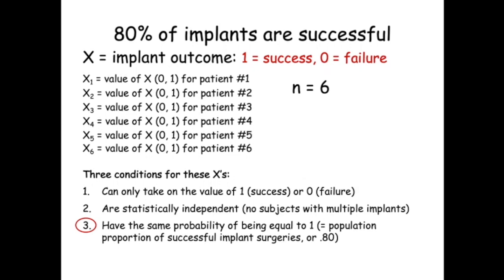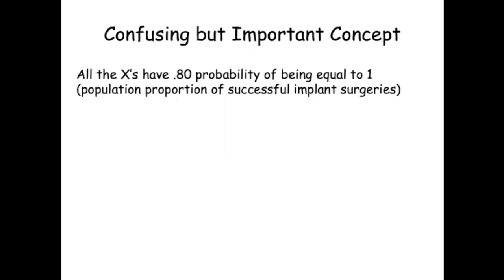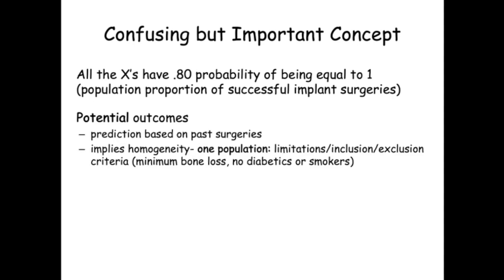The last condition is that each x must have the same probability of being equal to 1, which in this case is 0.8. We don't know in advance whether a specific implant will succeed, but we know based on experience that 80% are successful. We are making a prediction based on this past success. This implies that the population is homogeneous, that we have eliminated subjects for whom implants may not be as successful. The 80% is based on a population of adults who are healthy and not a poor risk. Knowing that all patients meet these criteria, a clinician would be comfortable in predicting an 80% 5-year survival rate.